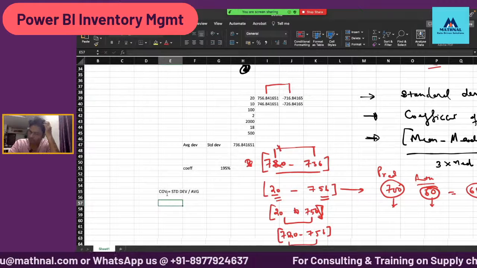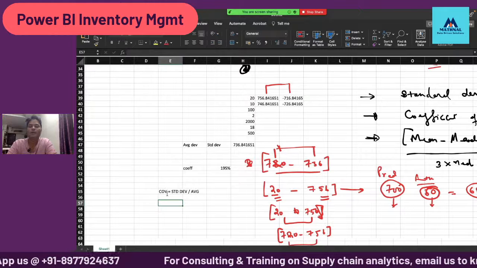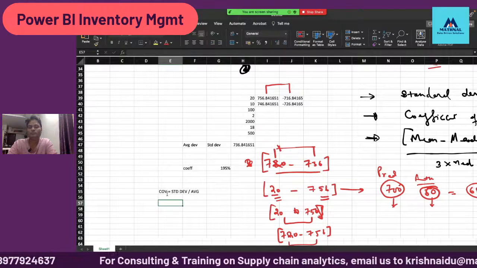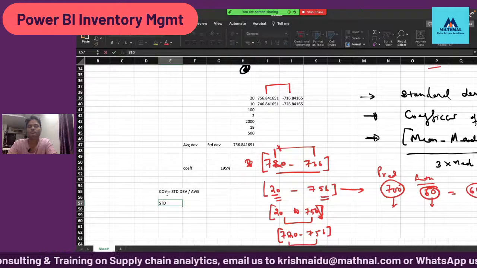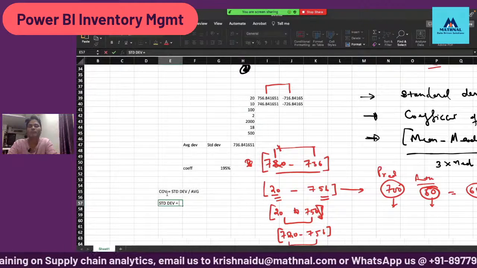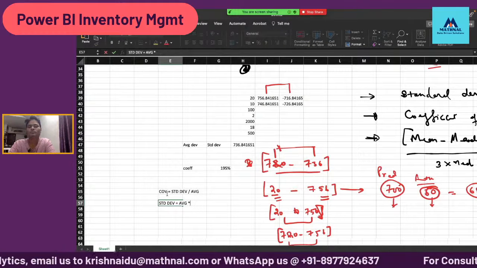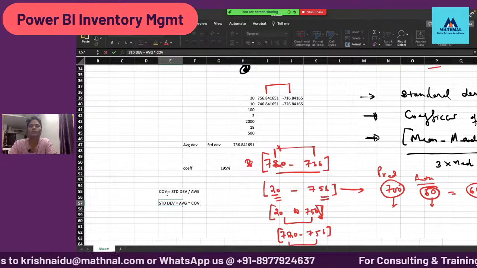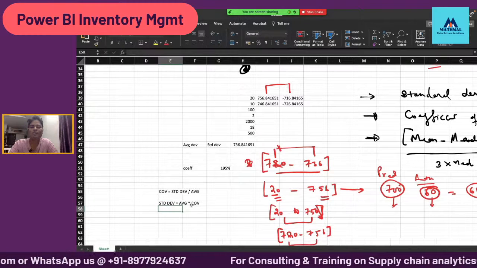This is what we've done in Power BI. Now, if I ask what is standard deviation? Standard deviation is equal to average into coefficient of variation.